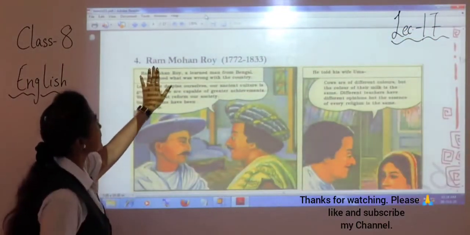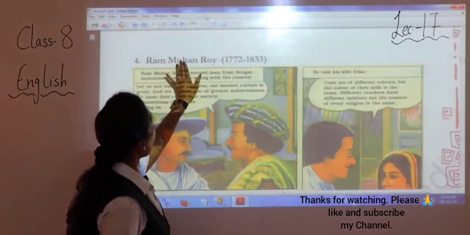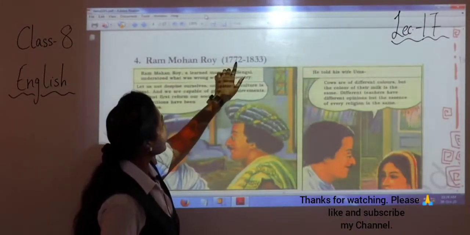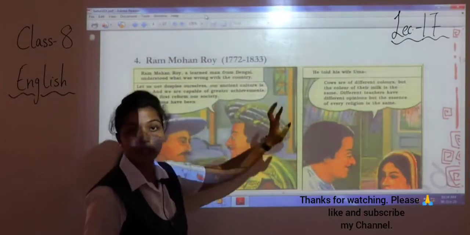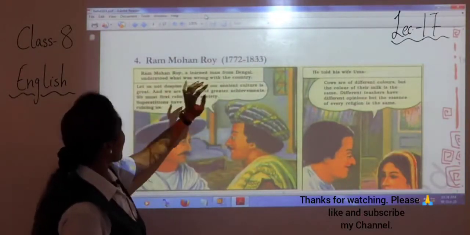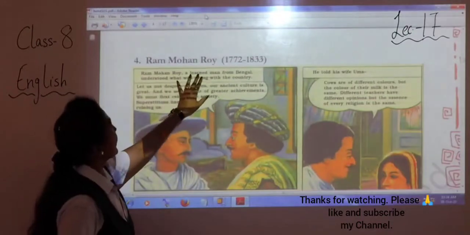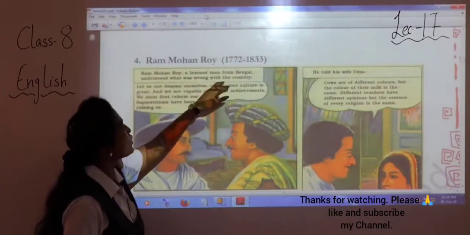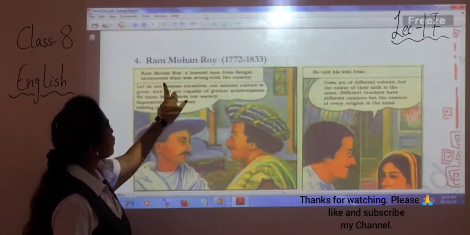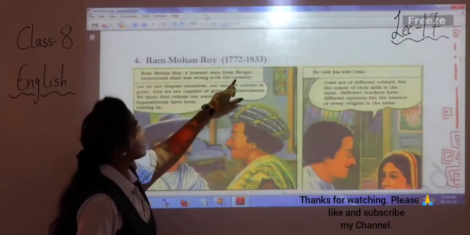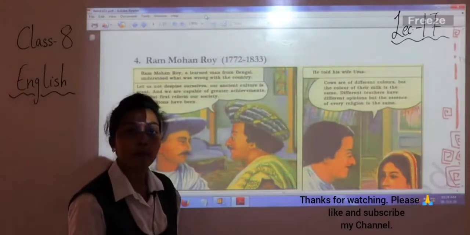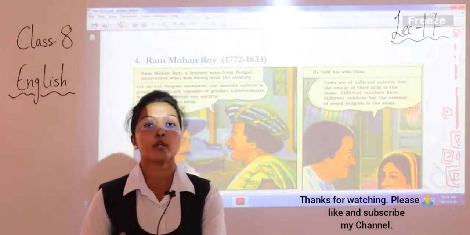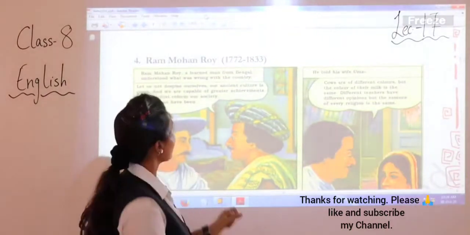Then, see, Ram Mohan Roy. The time period given is 1770 to 1833. Ram Mohan Roy, a learned man from Bengal. This person belongs to Bengal and understood what was wrong with the country. He is a learned man, so he knows what is going wrong with the country.